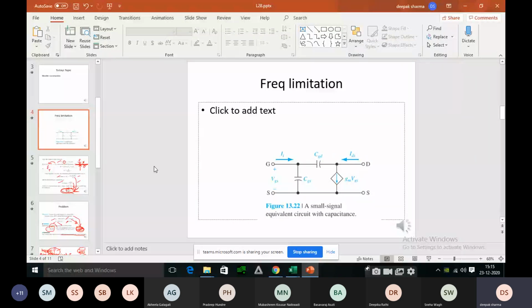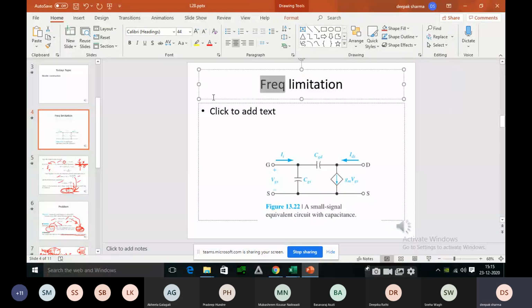So in this frequency limitation, if it will be asked, it will be asked for 4 or 6 marks. Here, the main important thing is you have to redraw the small signal equivalent circuit of JFET with capacitance, right? So why do we have to consider the capacitance? Because we are looking into the frequency, right?